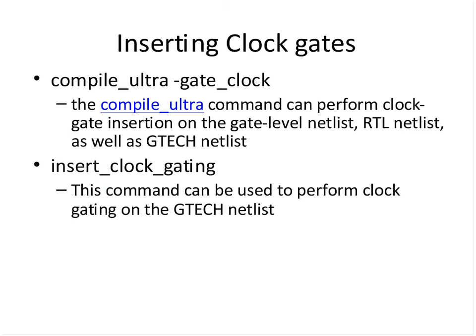You can build the netlist, an already synthesized netlist, you can say compile ultra minus gate clock, and compile ultra will do that for you. There's one more command, insert clock gating, but it only does that at the RTL stage, right? So the preferable command to use is compile ultra minus gate clock. Although both of them do the same thing, insert clock gating cannot do it on an existing synthesized design, right?